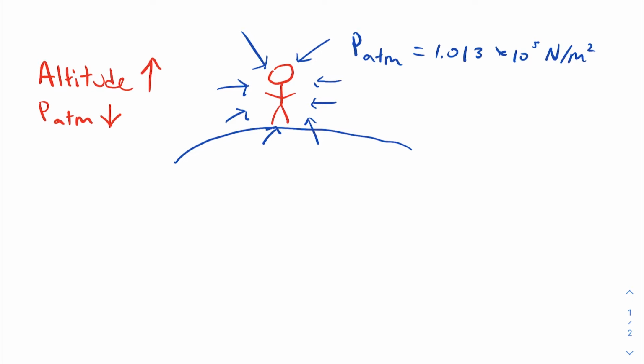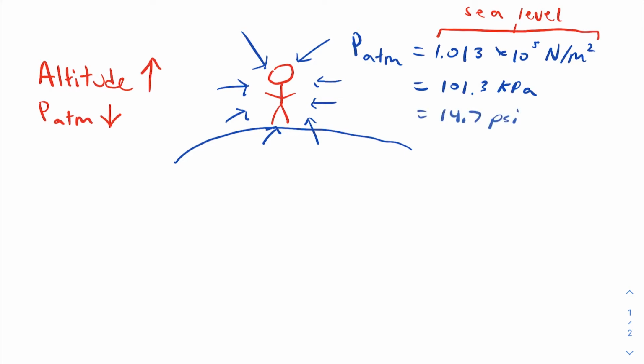It's important to note that 1.013 times 10 to the 5 newtons per meter squared is the atmospheric pressure at sea level. This will vary slightly with changes in elevation, but it's often a good approximation for anything close to Earth's surface. This can be written as 101.3 kilopascals, which is equal to 14.7 pounds per square inch, or psi. The atmospheric pressure at sea level can also be simply written as 1 atmosphere, or ATM.